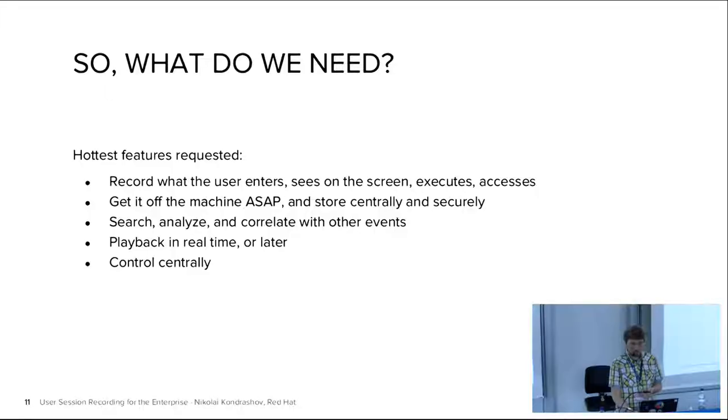So what are we going to do? So, the basic requirements: record what's happening, what you can see, what the user enters, what the user executes, accesses, get it off the machine where it is recorded as soon as possible, and store it centrally and securely. Then you would need to correlate this with other events on the system, because that's the only way to really figure out what's happening, because just the recording of the screen is not enough. And you will need, of course, to play it back to see what the user saw, and you need to control all of that centrally.